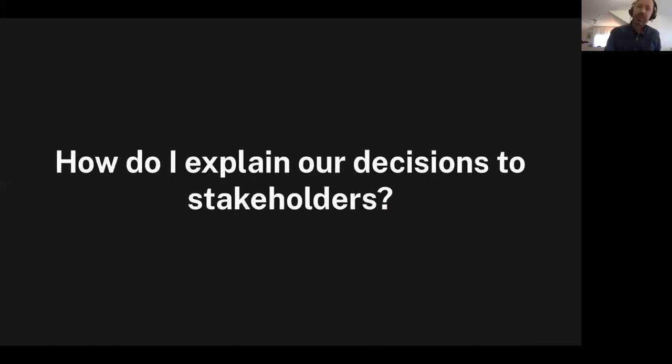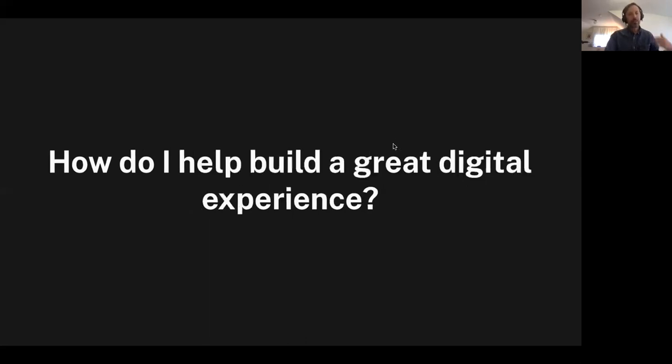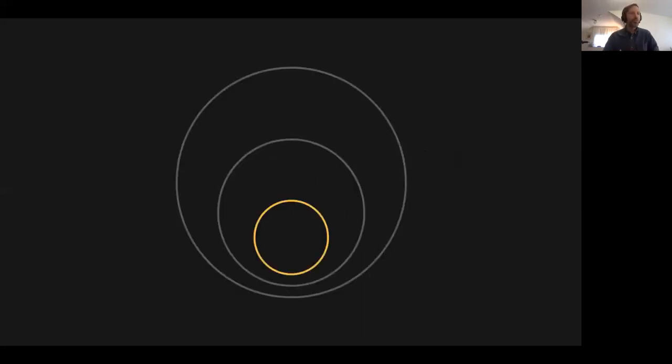And it answers the question, how do I explain our decisions and our decision making to stakeholders? If we say we did this thing and not another thing, what is our reasoning? Why did we do this? What is important context to explain in your decision making? And in general, it helps answer the question for teams of how do I help build a great digital experience? The maturity model is built to address both the small, nitty-gritty questions, but also the big questions as well.